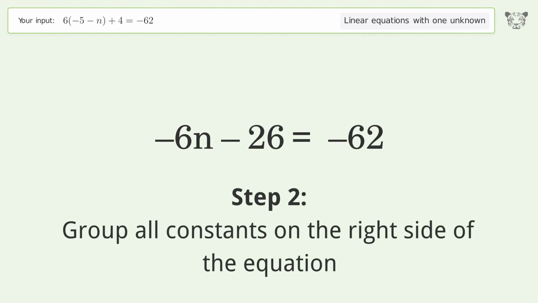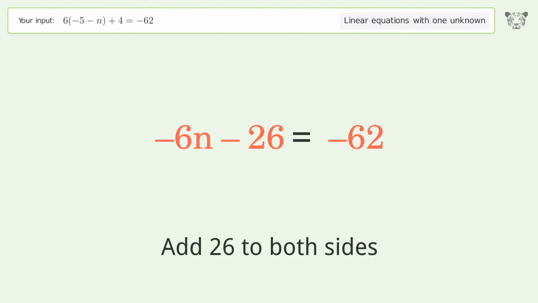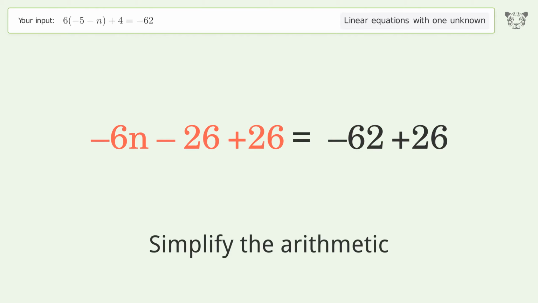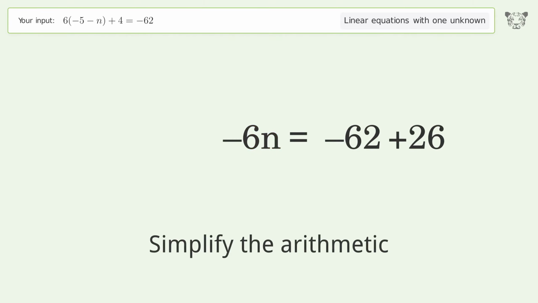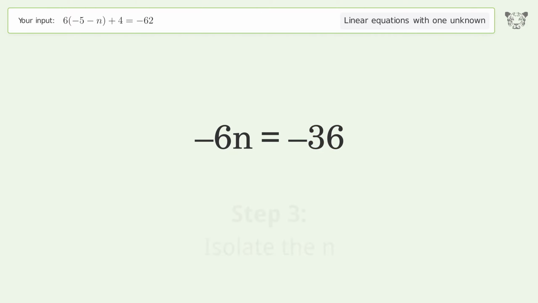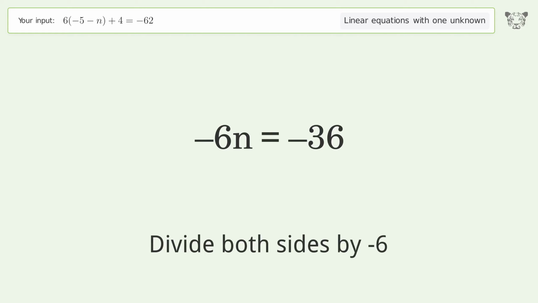Group all constants on the right side of the equation. Add 26 to both sides. Simplify the arithmetic. Isolate the n. Divide both sides by -6.